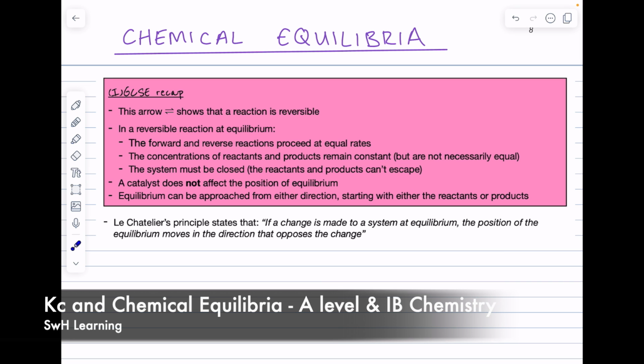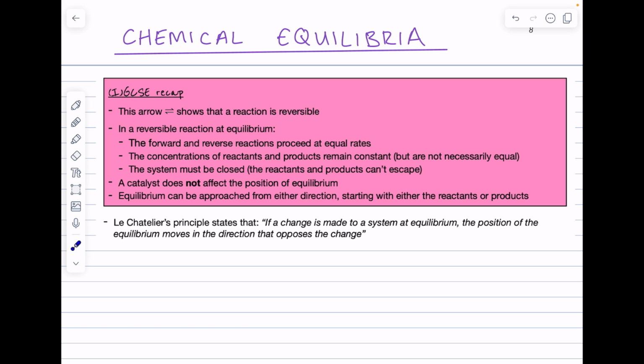Chemical equilibria: we'll do an IGCSE, GCSE recap, and then we'll get really into the nitty-gritty to do with Kc. So remember, first of all, that this arrow represents that the reaction is reversible, which means it occurs in both a forward and reverse direction. In reversible reactions at equilibrium, the forward and reverse reactions proceed at equal rates. The concentrations of reactants and products remain constant. This does not mean they're necessarily equal.